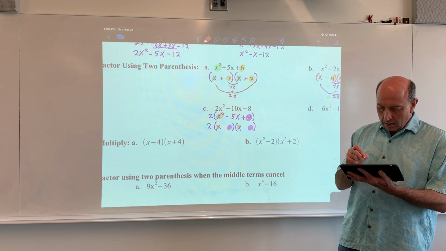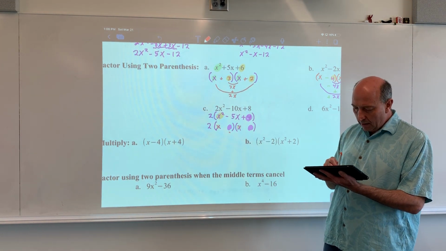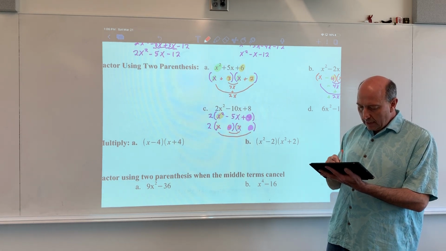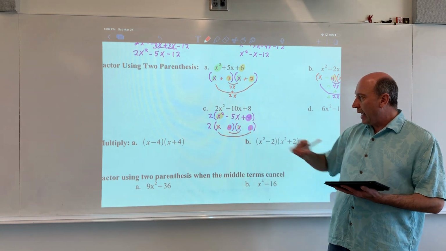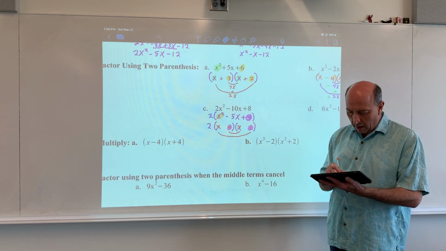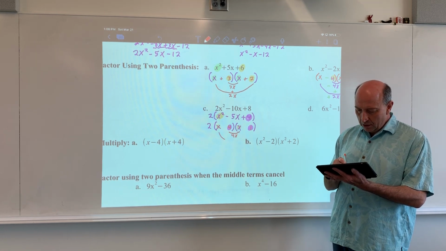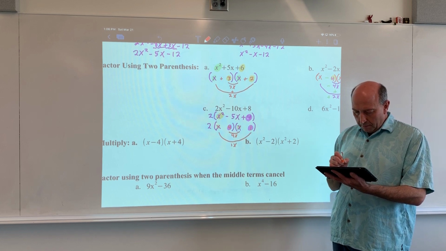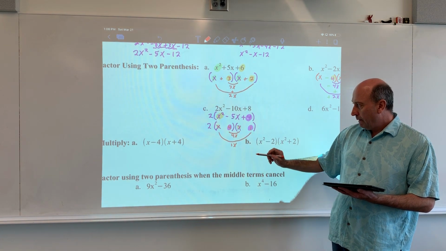Okay. 2 times 2 can't add up to 5. So I'm going to try 4 times 1. 4 times 1 is 4, which might add to 5. So now my middle terms are 4x and 1x. Okay. So I'm trying to get the negative 5 now.